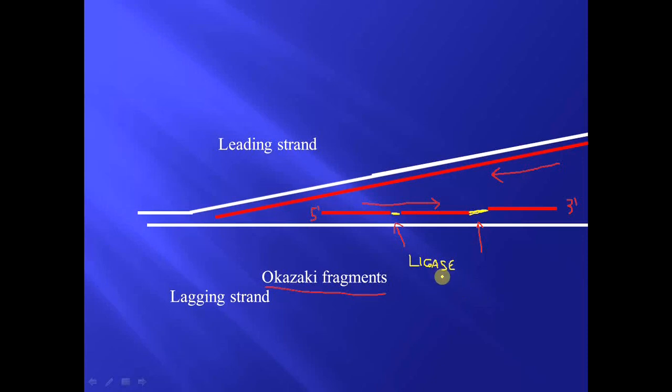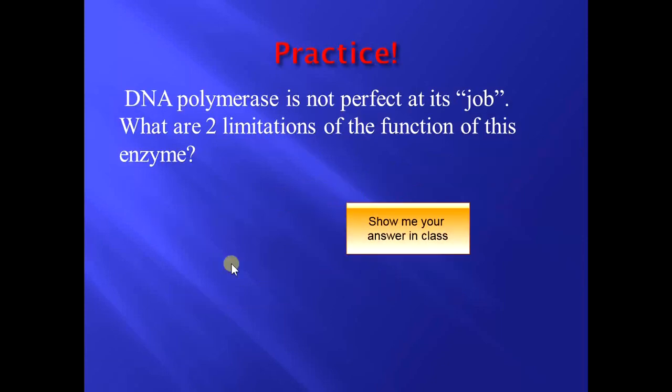So we've seen 4 enzymes here so far. We've seen helicase, primase, DNA polymerase, and ligase. So DNA polymerase is not perfect at its job. There's limitations to the functioning of that enzyme. So think about those two things, and we'll take a look at those in class and discuss that further.